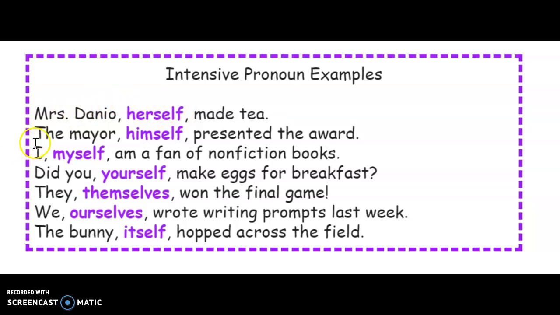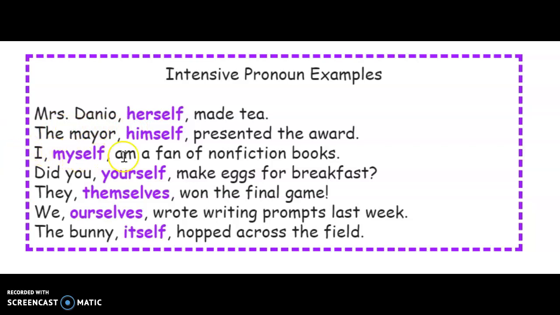The second sentence: the mayor himself presented the award. Notice that we are taking the intensive pronoun himself directly after the subject, mayor, to intensify or emphasize the word mayor.